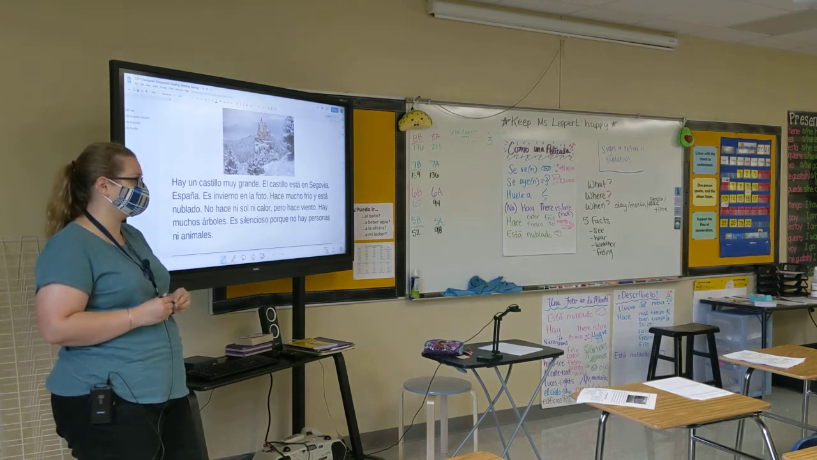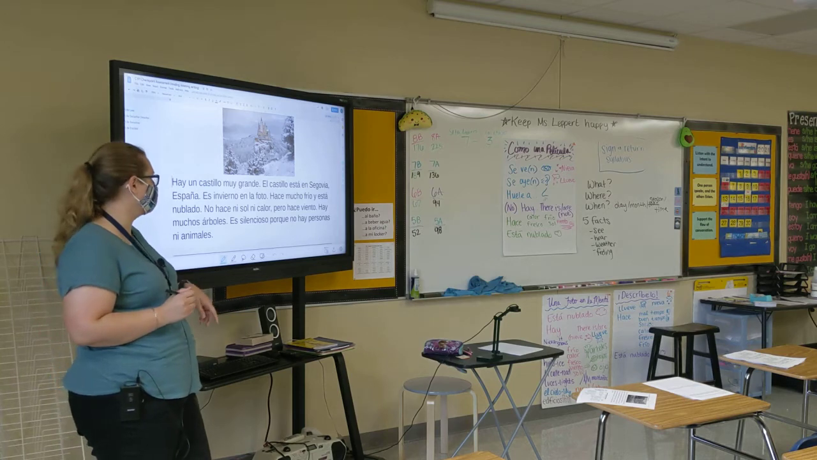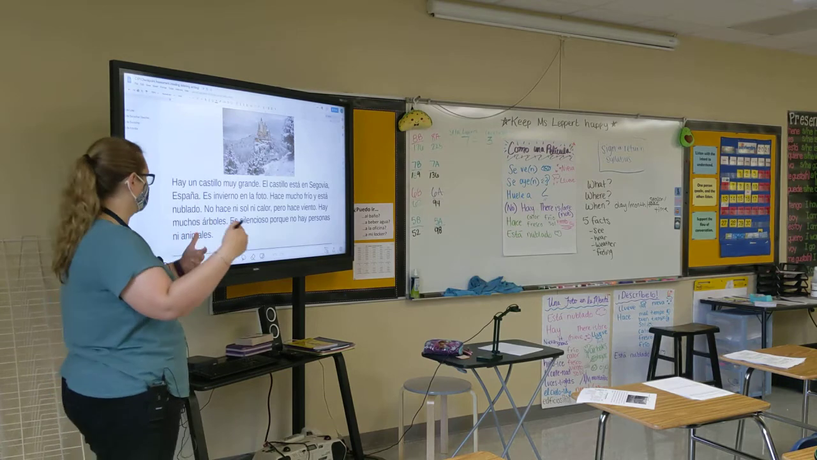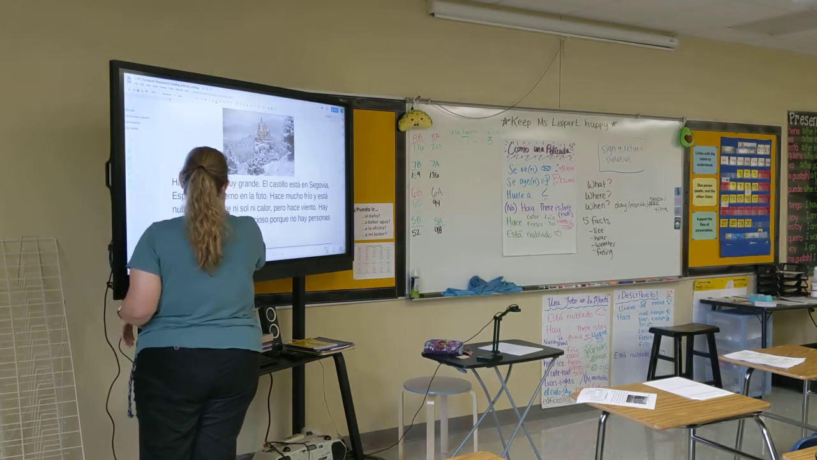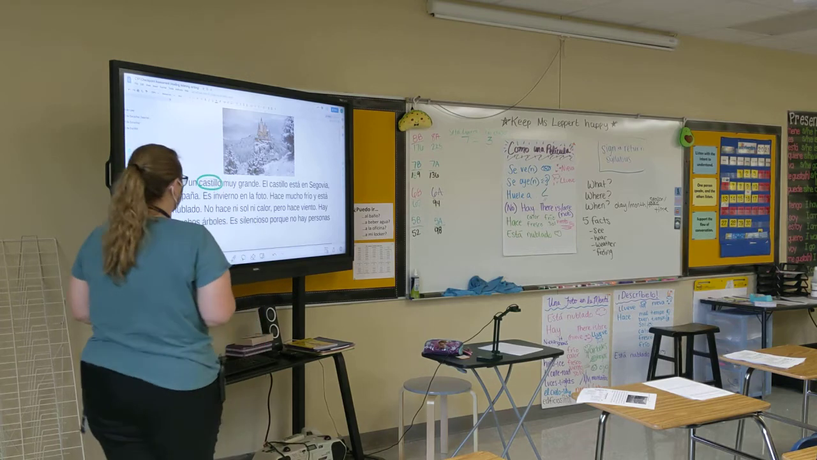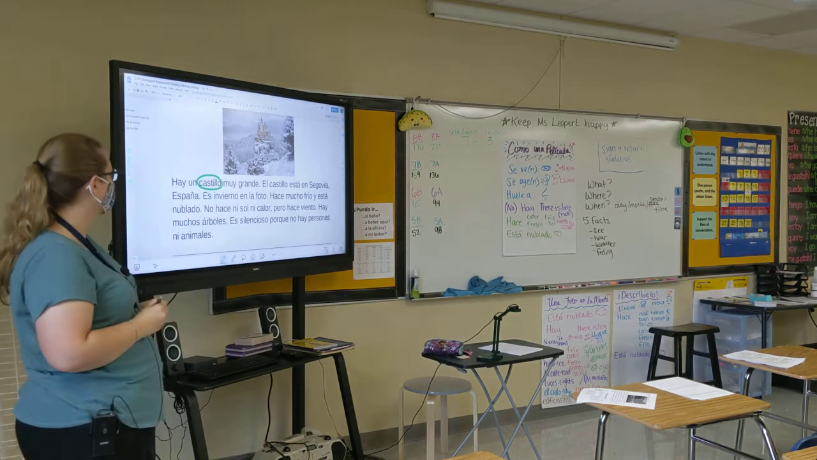Alright, let's go through it and mark this up to make sure we had everything. What is the what? What is the picture of? A castle. So if you had a castle, you said castle, I want you to circle it in your color, whatever color you've chosen.